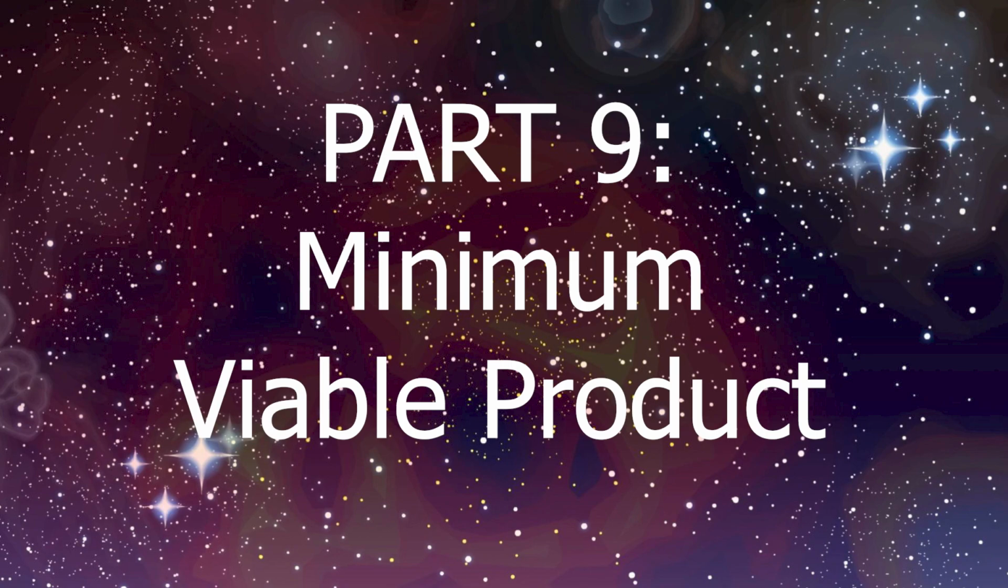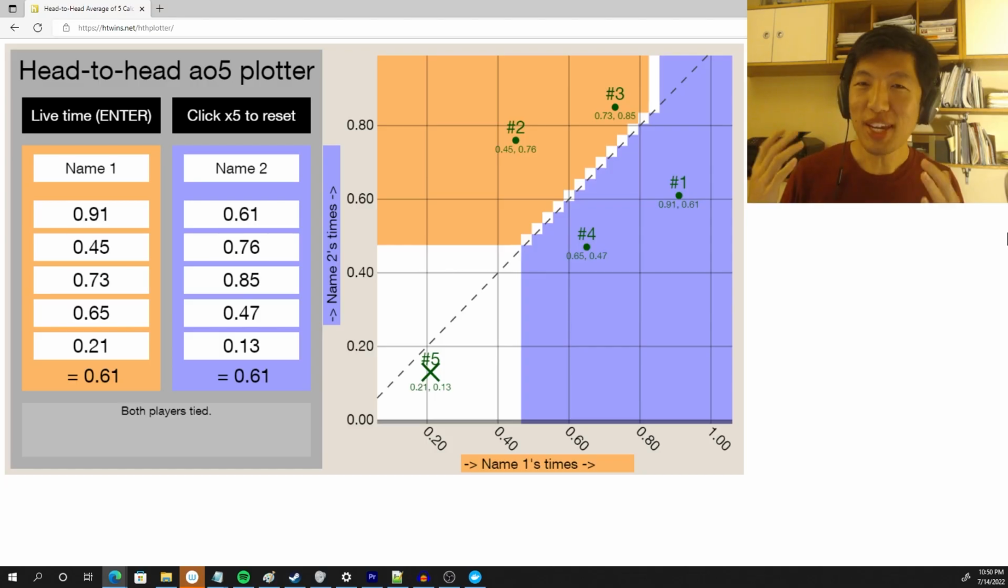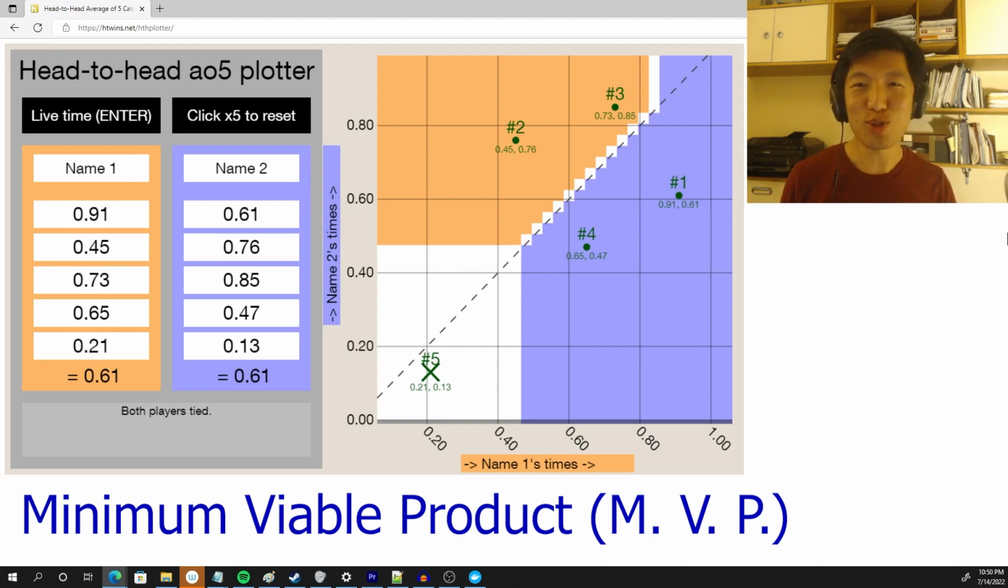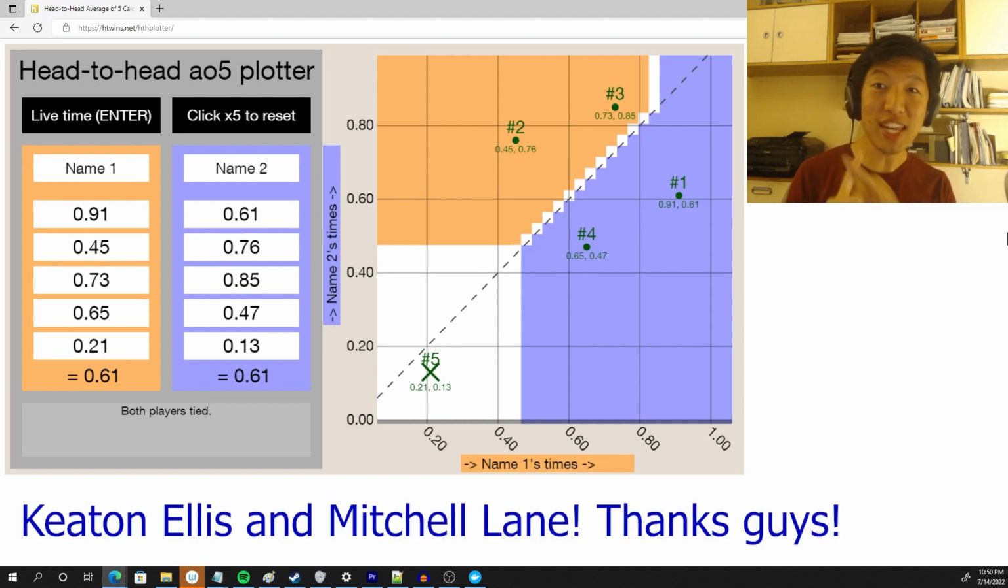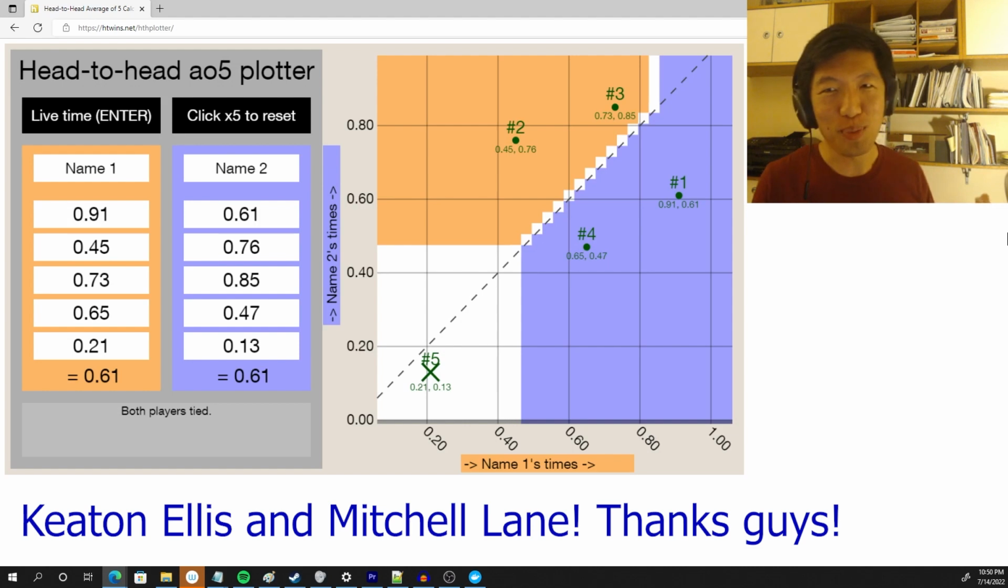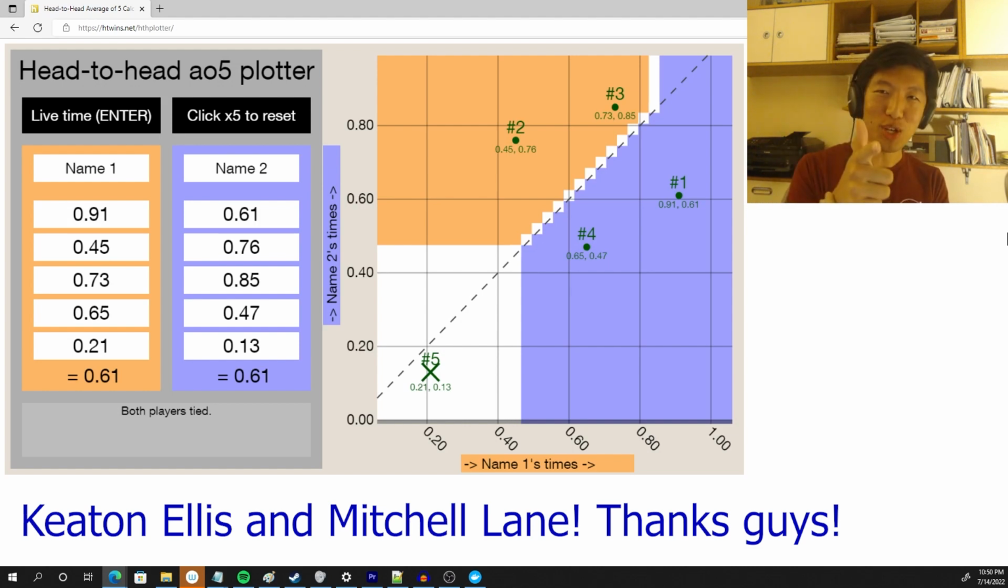Part 9. Minimum viable product. I really want to make it clear that this was a minimum viable product that I was only making for my own personal use, sort of as a curiosity, like what could these shapes possibly look like. What I did not anticipate happening was that as I was coding this tool in the venue for North American Championships, a bunch of people would see it and we'd start conversation, and some of the people who saw it were Keaton Ellis and Mitchell Lane, who I'm really grateful for because they're the ones who are like, that looks really cool.